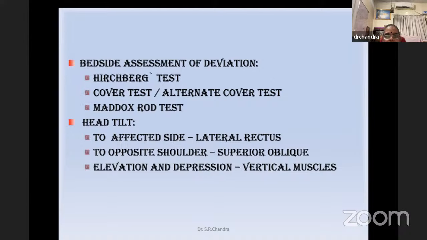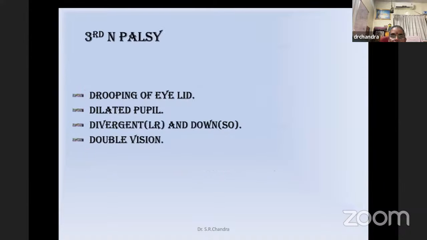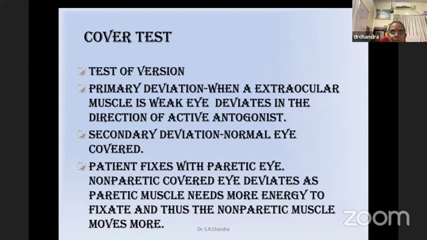Then head tilt to the affected side in lateral rectus, opposite side in superior oblique, and elevation or depression if there is a vertical muscle paralysis. And now let us see the third nerve palsy. That is one cause for double vision: drooping of eyelid, dilated pupil, divergent squint, and double vision. So this is classical diplopia due to third nerve palsy, 4Ds.